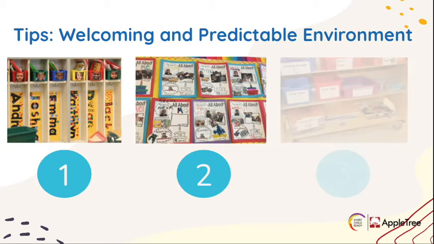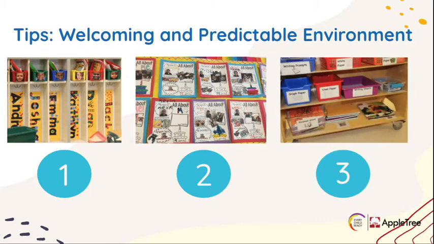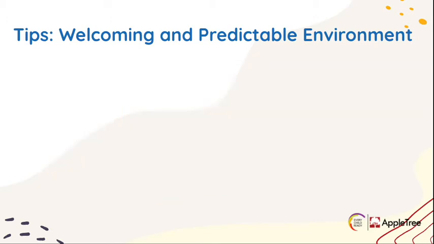Tip number 3 is to label baskets and shelves with pictures and text. This in turn supports students' confidence in their own abilities and skills, as well as encourages increased independence with accessing and putting away materials, all part of keeping and maintaining a welcoming environment. Now, let's talk through the next 3 tips, which highlight classroom layout and design.